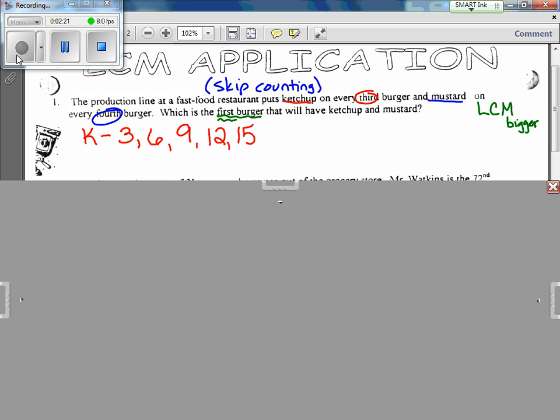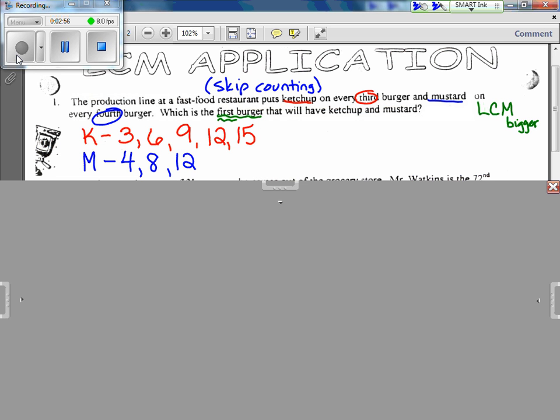Okay, I'm going to stop and look at mustard. It says every fourth burger gets mustard. That means the eighth burger is going to have mustard, and we're counting by fours. But what I'm looking for is when our number ends up the same between the two lists. Right now, I have 3 with ketchup, 4 with mustard. Those don't match. 6 ketchup, 8 mustard, those don't match. So I'm going to keep going. 4, 8, 9, 10, 11, 12.